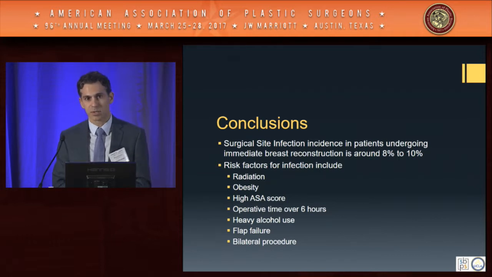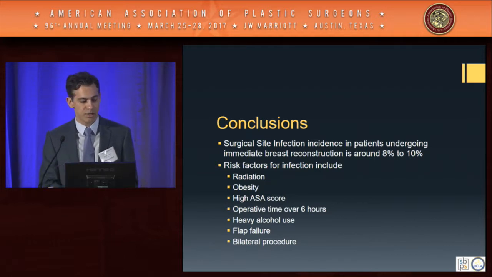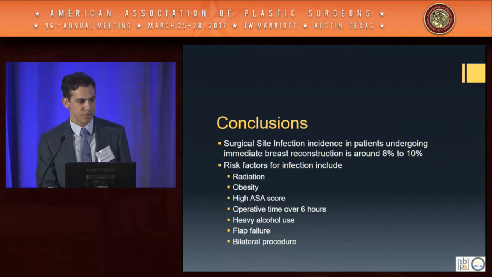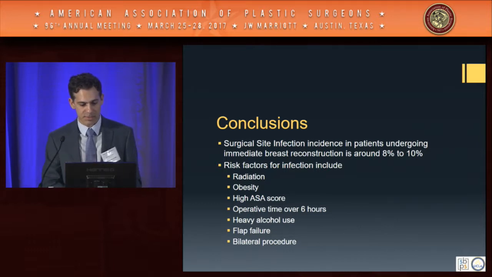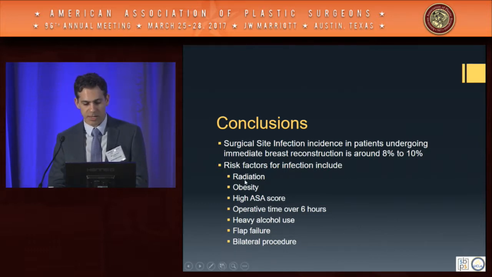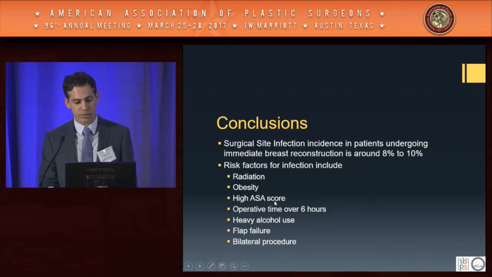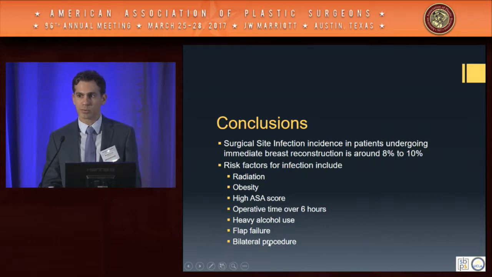some of these patients we should be saying, you're at too high of a risk. Maybe you should not be having reconstruction immediately, maybe have it in a delayed fashion. But these factors, radiation, obesity, ASA score over 2, prolonged operative time, heavy alcohol use, flap failure, and bilateral surgery all increase the risk of infection.